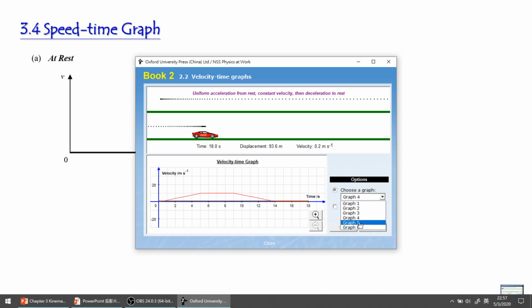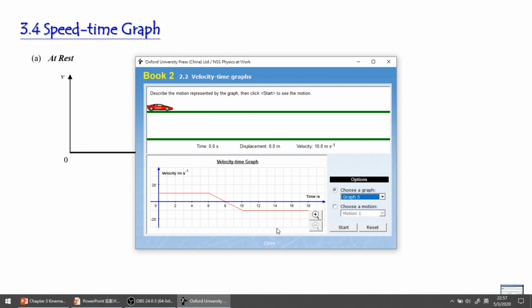How about the rest of the 2 graphs? This one is a little bit different. Okay, it moves with a positive value in the first part, and it crosses the time axis and then becomes negative in the second part. So what do you expect about the motion of the car?